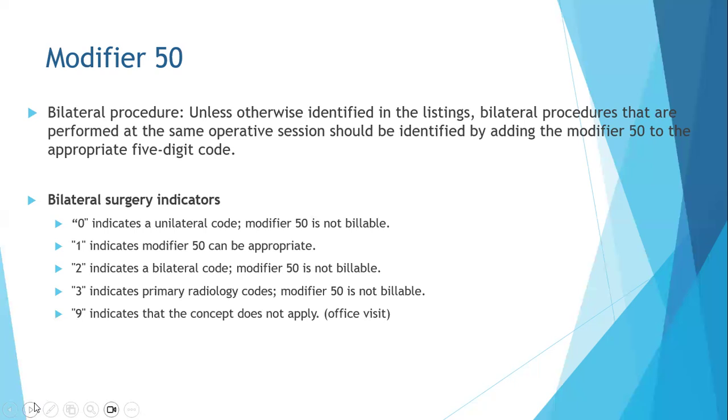Bilateral 3 is like a primary radiology code where a modifier 50 is not billable. So there are other codes out there that are allowed, but if the CPT code in and of itself includes both sides of the body, or if it's a radiology code where it's so many views or this, that, or the other, you have to follow your indicators.